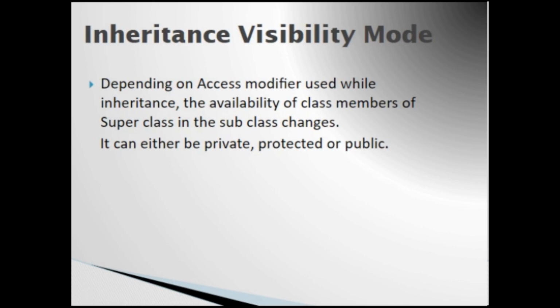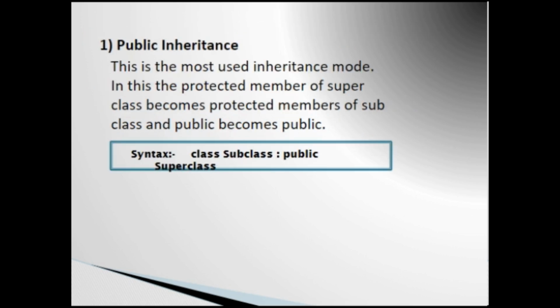Now we are going to discuss visibility mode in the inheritance concept. So dear student, depending on the access modifier used in an inheritance syntax, the availability of the class members of the superclass in the subclass changes. It can be private, protected or public. Let's discuss. Public is the most used inheritance mode. In this mode, the protected member of the superclass becomes a protected member of the subclass and the public member becomes public.